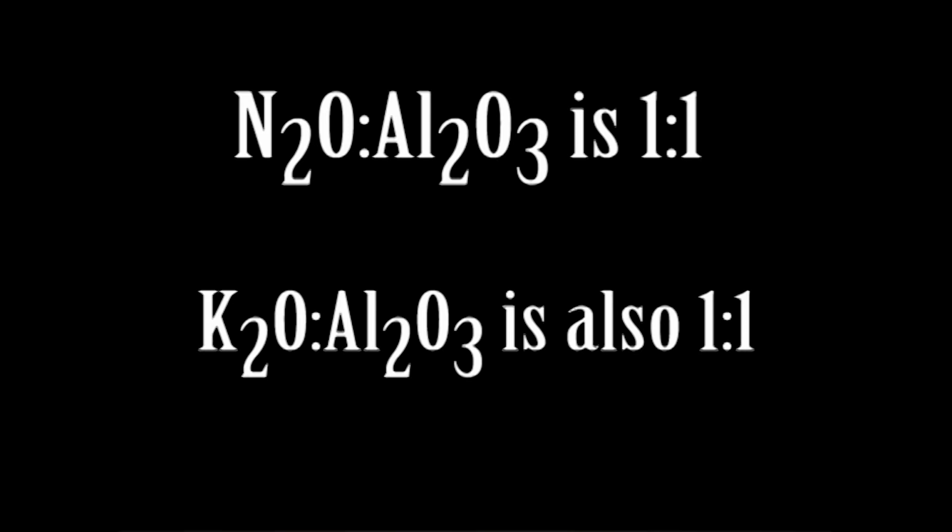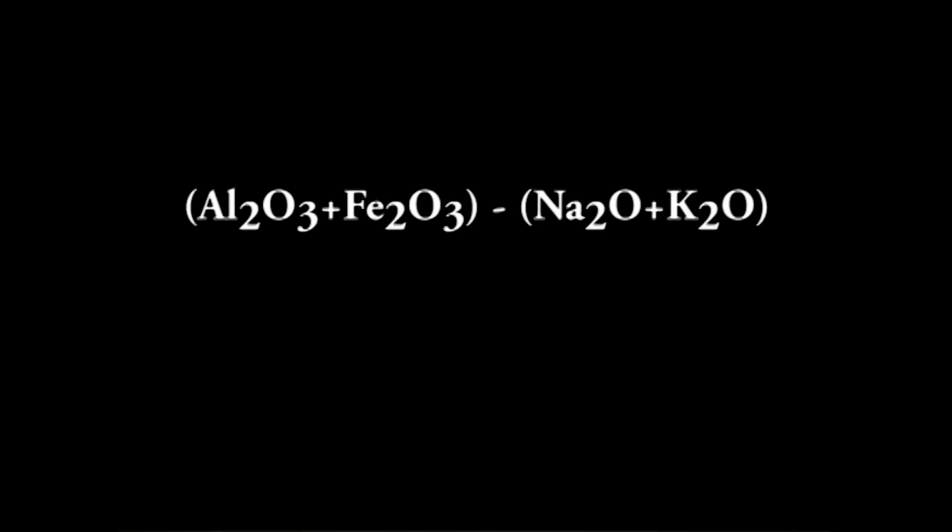Second, in albite, the molecular ratio of Na2O to Al2O3 is 1:1. Similarly, in potash feldspar, the molecular ratio of K2O to Al2O3 is also 1:1. Therefore, the molecular proportions of Na2O and K2O are added, and an amount equal to their sum is subtracted from the molecular proportion of Al2O3 plus Fe2O3, that is Al2O3 plus Fe2O3 minus (Na2O plus K2O).